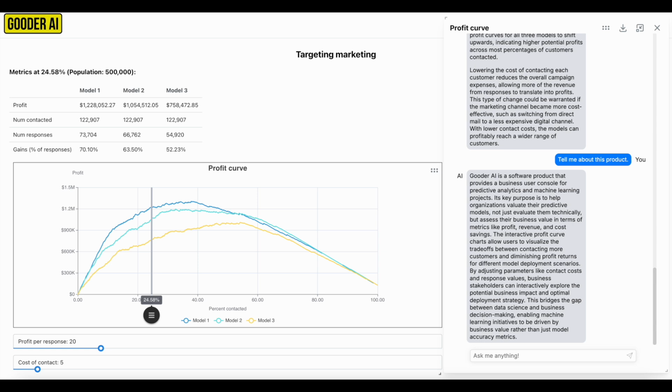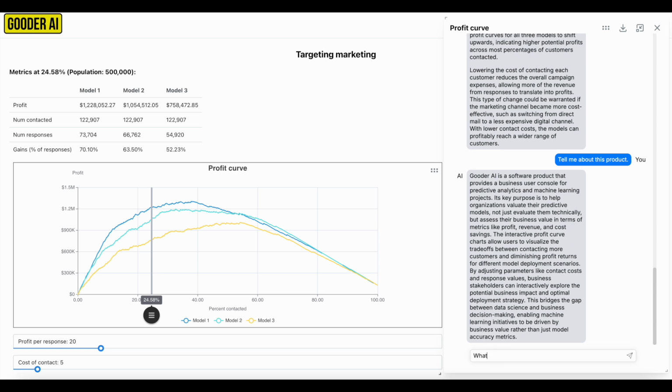The interactive profit curve charts allow users to visualize the trade-offs between contacting more customers and diminishing profit returns for different model deployment scenarios. By adjusting parameters like contact costs and response values, business stakeholders can interactively explore the potential business impact and optimal deployment strategy. This bridges the gap between data science and business decision-making, enabling machine learning initiatives to be driven by business value rather than just model accuracy metrics.